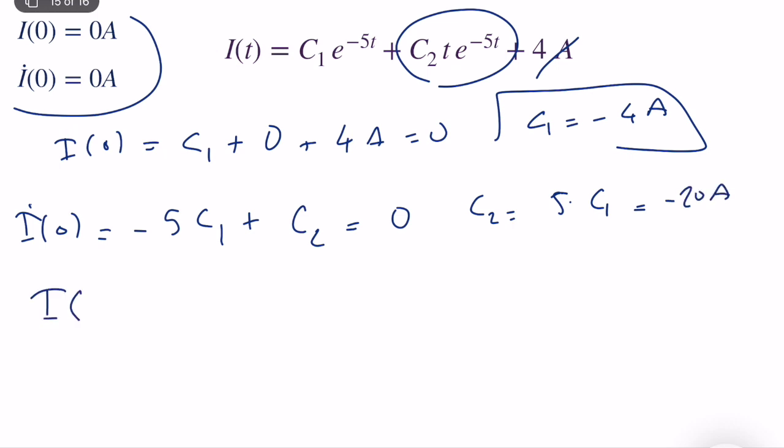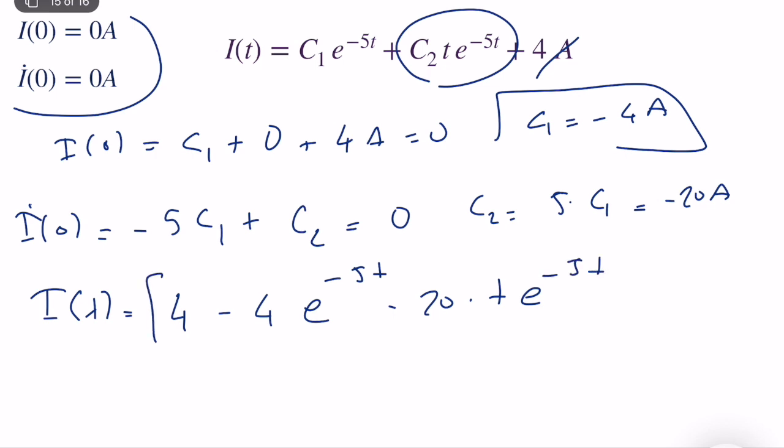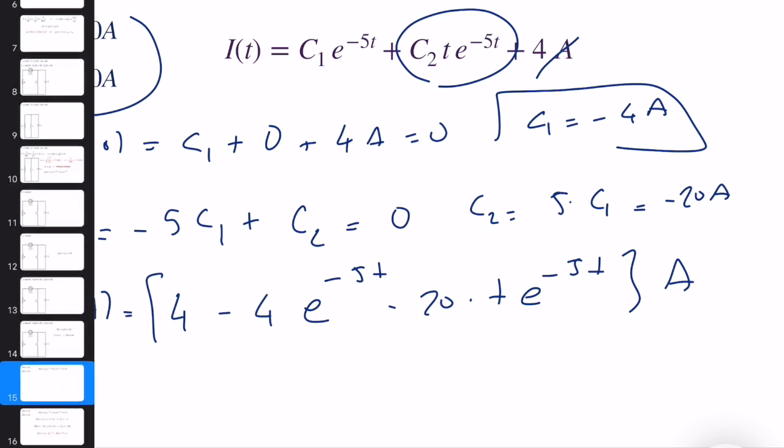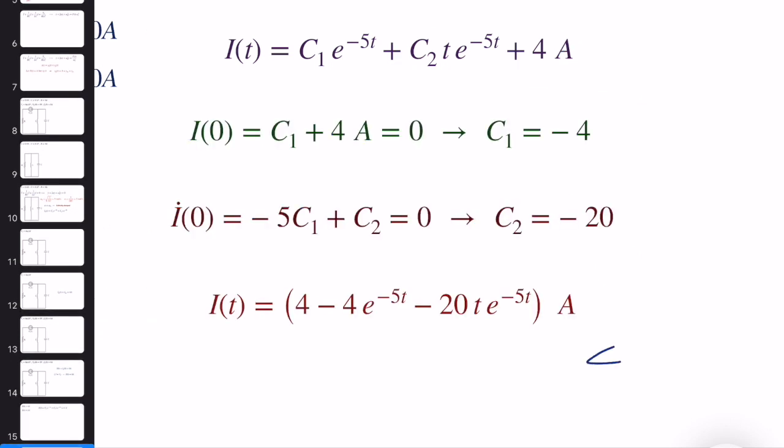So I of t is equal to 4 minus 4 e to the power minus 5t, minus 20 times t e to the power minus 5t. Of course, the unit is amps. That's it. So we technically followed the process very nicely and were able to compute the solution in a couple of different steps. Very good. Let's look at the result. It should be correct. As you can see, it's correct.